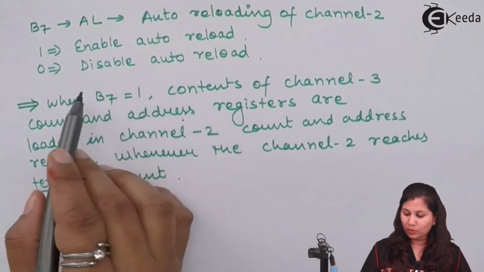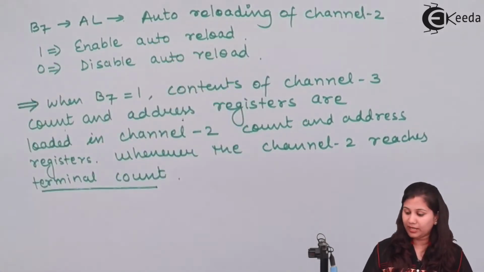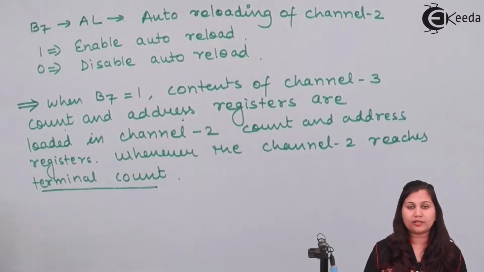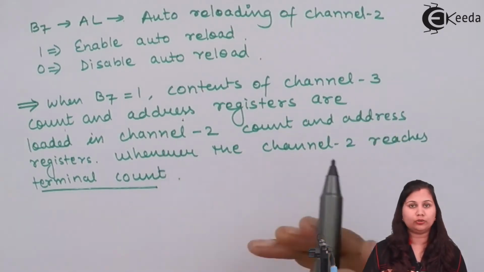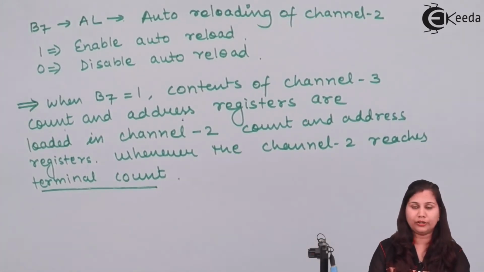Now when this mode is activated, meaning auto reload is activated, channel 3 and channel 2 have the same contents. So the number of channels for the DMA is reduced from 4 to 3, because the contents of channel 3 and channel 2 are the same. So the number of channels is reduced.